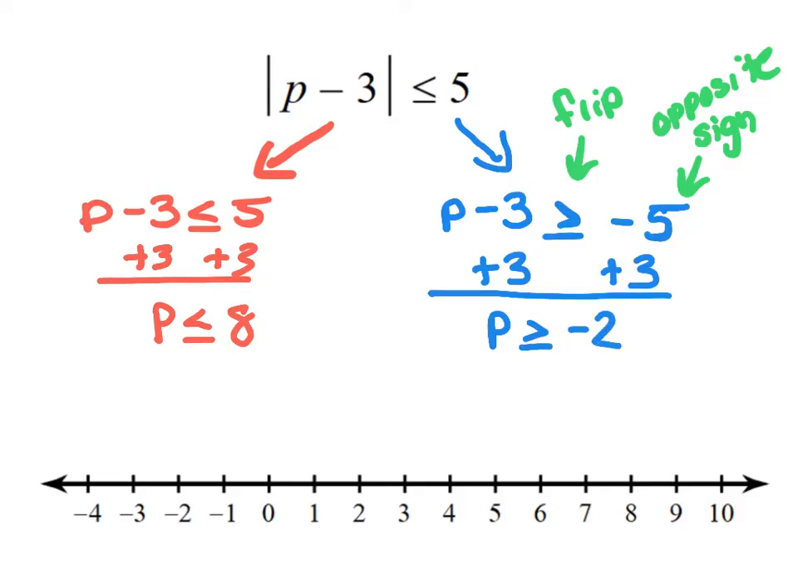And now we're going to sketch the graph of each of these separately. So if I have p is less than or equal to 8, I'm going to go to 8, put a closed circle, and you're only going to sketch part of the graph so we know which direction it would go in. Since it's less than or equal to, it's going to go to the left. So we're just going to sketch a little bit of this graph.